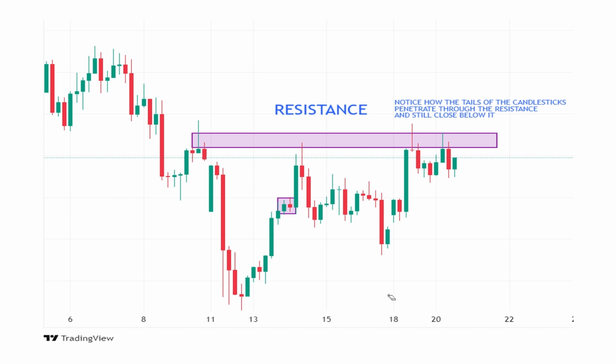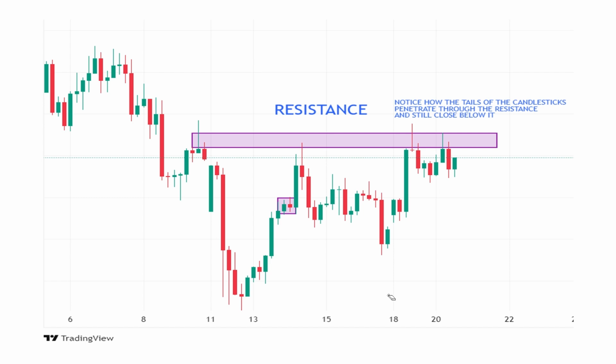As you can see, price is failing to break through that zone. It's more like a wall that is set up. Every time price tries to go, it's failing to break through that zone. And it says here, notice how the tails of the candlesticks penetrate through the resistance and still close below it. I hope you can see that.